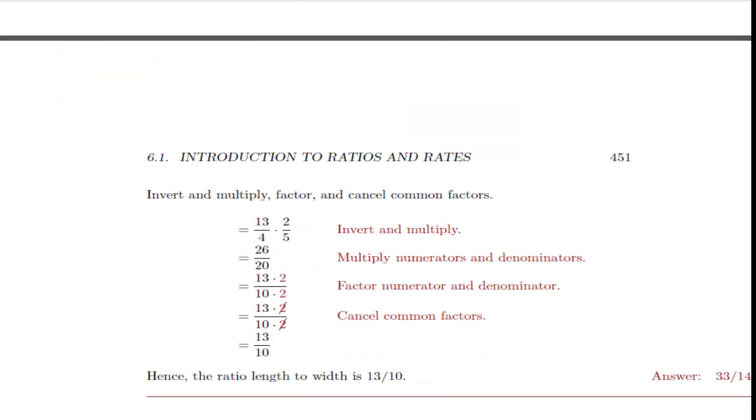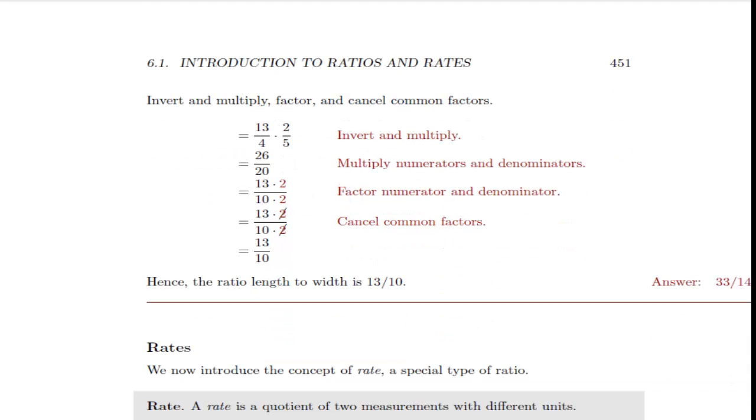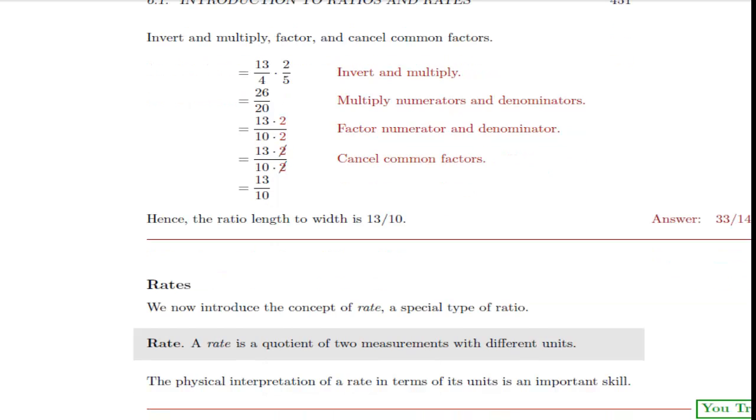Invert the second fraction and multiply, so we get 13 over 4 times 2 over 5. Multiplying the numerators, we have 26 in the numerator. Multiplying the denominators, 4 times 5 is 20 in the denominator. 26 factors to 13 times 2. 20 factors to 10 times 2. The 2's cancel and we're left with 13 over 10. Hence the ratio length to width is 13 over 10.